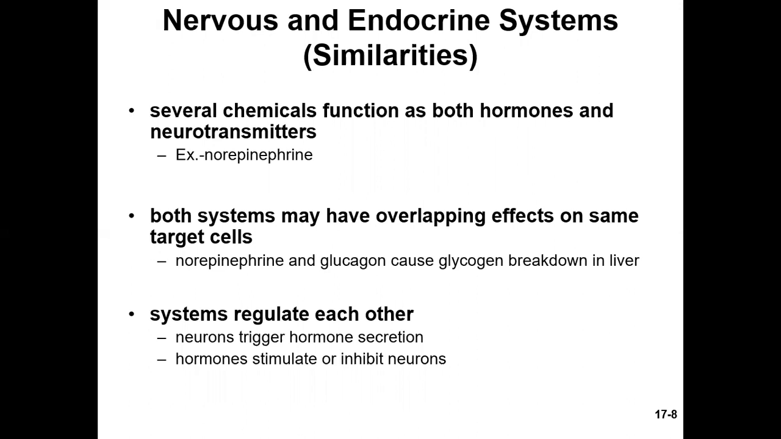This is also interesting. I mentioned the overlap of the two systems. You can have a neurotransmitter that acts or is classified as a hormone and vice versa. So norepinephrine is similar to that. It can act as both. We see within these systems that they can have overlapping effects. For example, norepinephrine and glucagon will both cause glycogen to break down in the liver, one being a neurotransmitter or classified as such, and one being a hormone. And then we need the systems to regulate one another. They have to talk to each other. So these chemical messages sent out by one can be received by the other. It's like they can interpret one another's language.